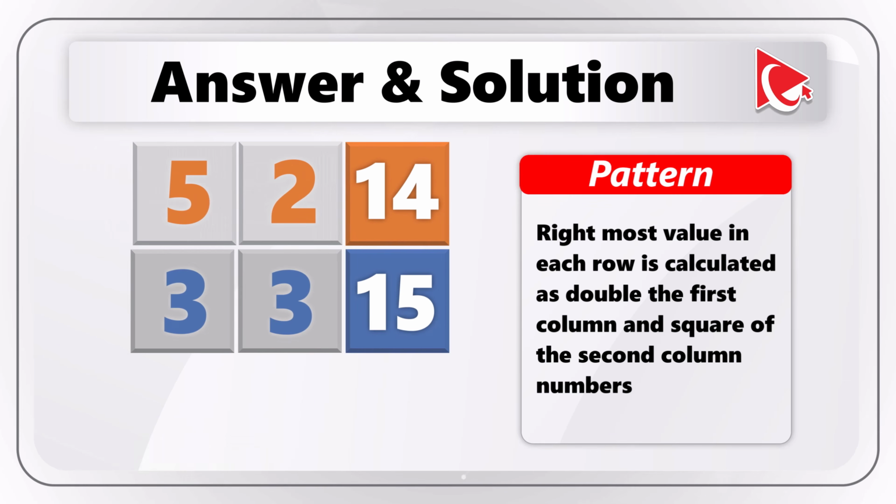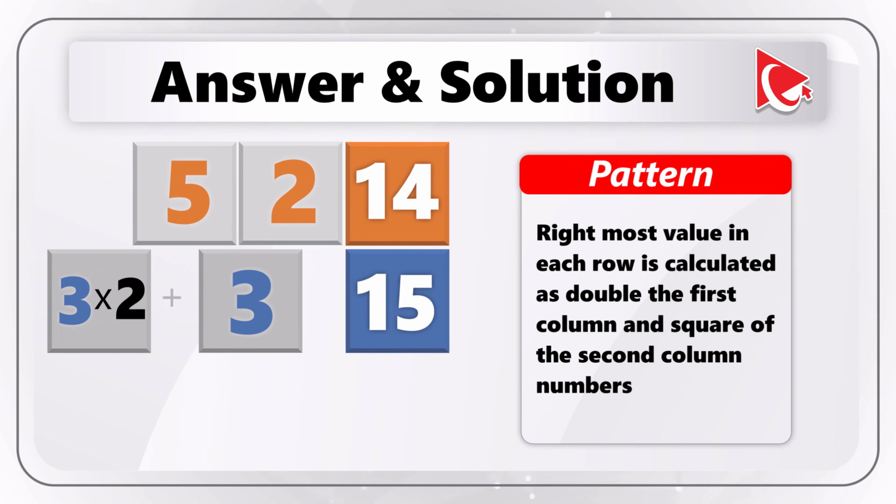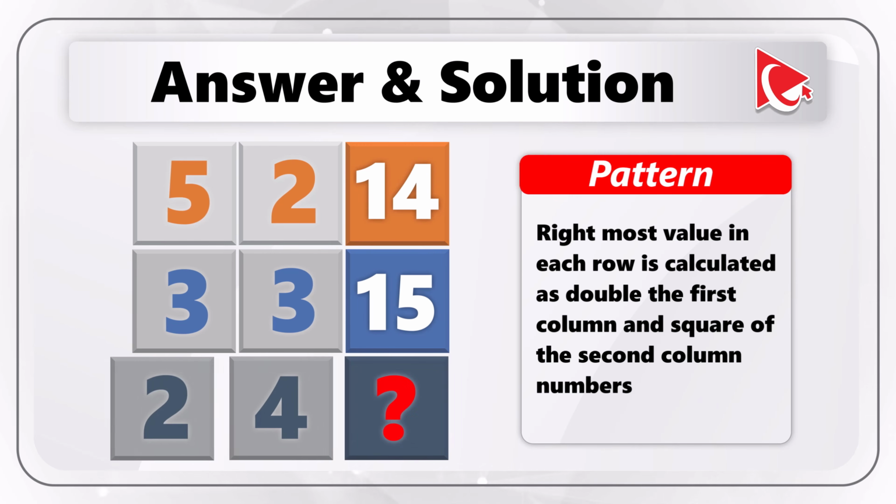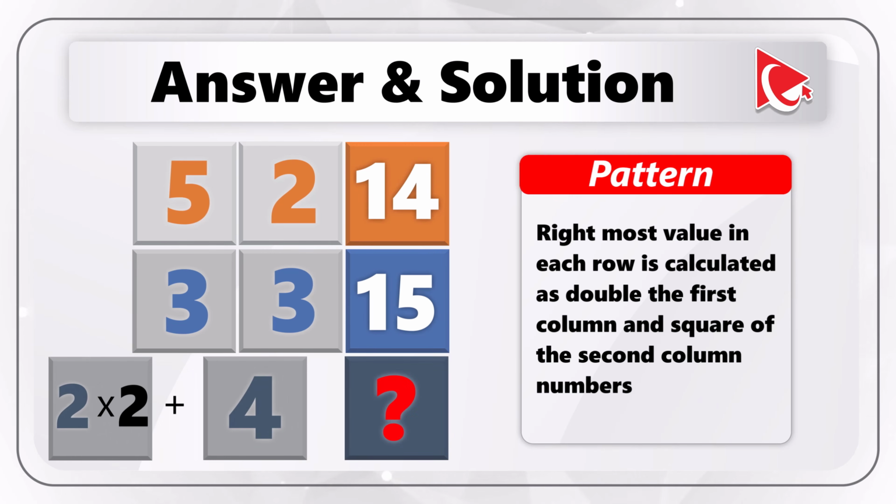For the second row, the calculation is 3 multiplied by 2 plus 3 squared, which equals 6 plus 9, and the end result is 15. So for the missing value, the calculation will be 2 multiplied by 2 plus 4 squared, which equals 4 plus 16, and the end result is 20.